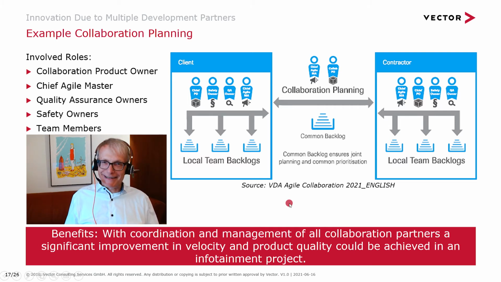So the benefits we have seen in a project that we did before this book was out: with the coordination and management of all collaboration partners, a significant improvement in velocity and product quality could be achieved. And this has been done in an infotainment project, where of course infotainment has many partners for speech, the maps, the navigation, and so on. So there are many partners coming together, and the ideas that finally went into this book have shown these improvements in a VCS project.